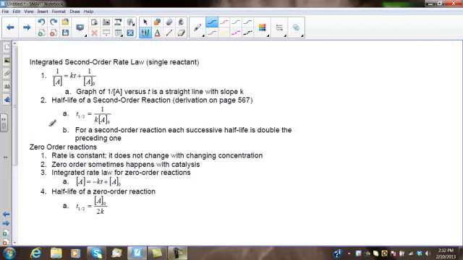For zero-order reactions, rate is constant. It does not change with change in concentration. I mentioned this earlier. Zero order sometimes happens with catalysis reactions, which are enzyme-driven reactions. And the integrated rate law for a zero-order reaction is the concentration of A is equal to negative kt plus the initial concentration. And then your half-life for a zero-order reaction would be the initial concentration divided by 2k.